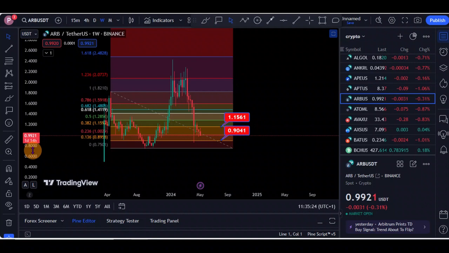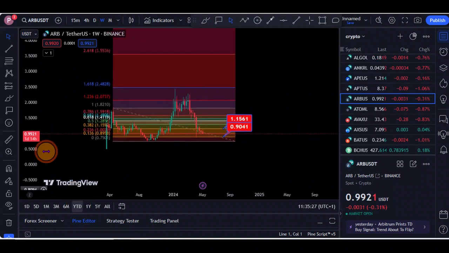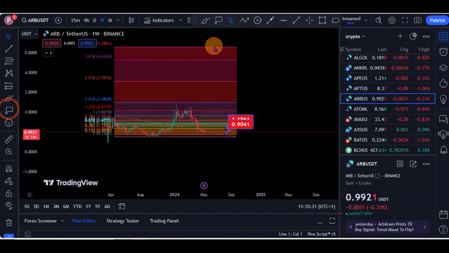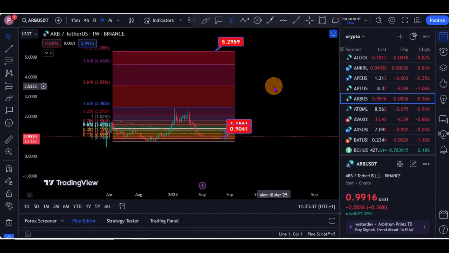But for the bull run, we continue to remain massively bullish on Arbitrum, as the minimum we are expecting according to Fibonacci for Arbitrum is the $5.2 level, right? So that is the update on Arbitrum, or the price prediction for the month of May.